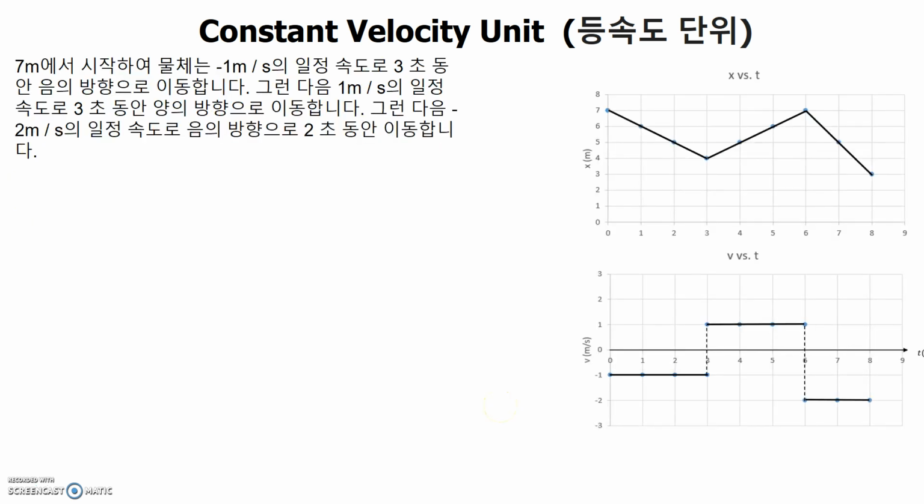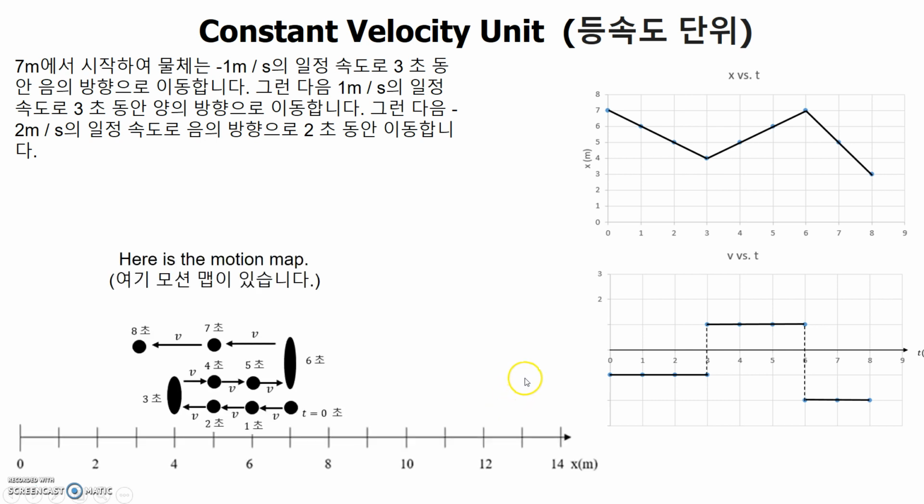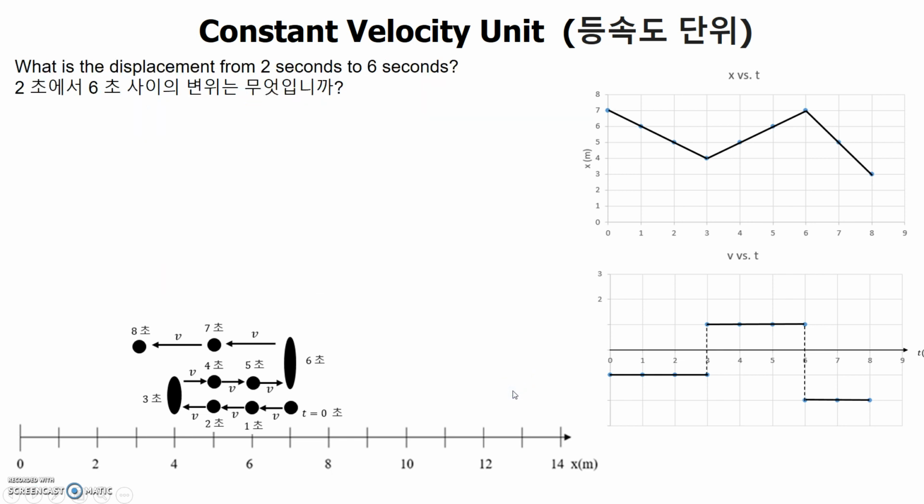So for the position time graph and the velocity time graph, we need to be able to draw the motion map, and this is what it would look like. Let's use these 3 different tools to figure out what is the displacement from 2 to 6 seconds.